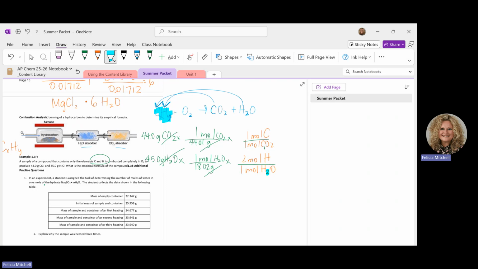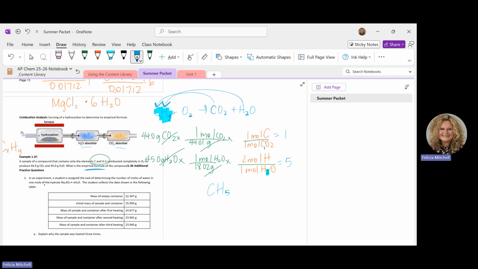So if I do the math here, you're going to see that this term turns out to be 1. And when you do 45 divided by 18.02 times 2 over 1, this turns out to be 5. And that is your subscripts. It's very similar to empirical formula. We're not calling it empirical formula though. Well, I mean, you are calling it empirical formula. I just don't think they're always going to say the word empirical formula.